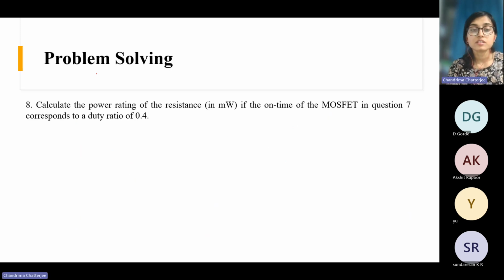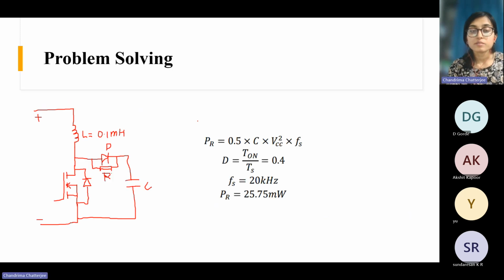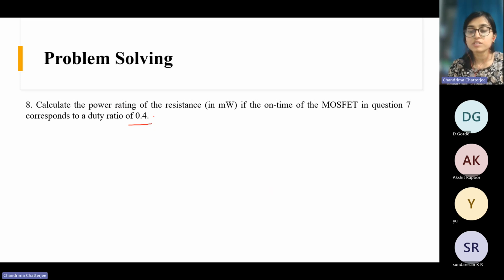So next question. Calculate the power rating of the resistance if the on time of the MOSFET corresponds to a duty ratio of 0.4. So what is the power rating of this resistance? The stored energy in the capacitor is half CV square, where V is equal to VCC, the supply voltage. So half CV square is the energy. If you multiply this with the operating frequency, the switching frequency, then you will get the power, right? Now, what is the duty? They have given the duty ratio is 0.4.